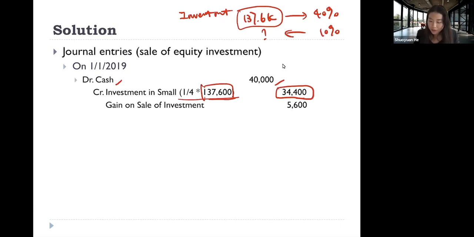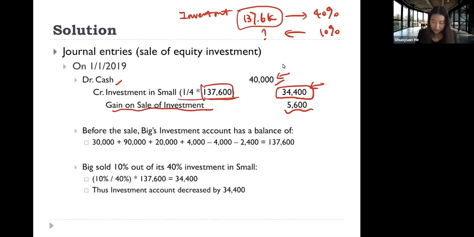And then the difference between the 40,000 and 34.4 thousand, which is 5.6 thousand, is a gain on sale of the investment. So yeah, this just explains how we get those numbers.